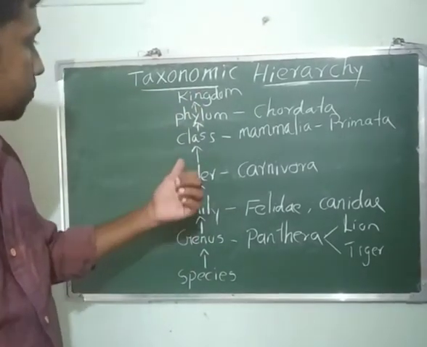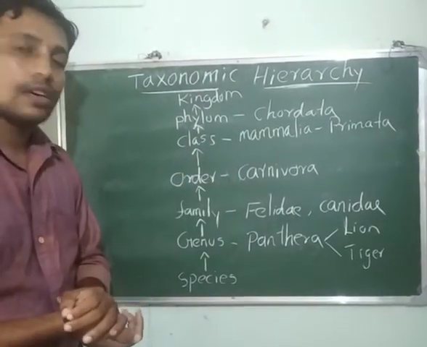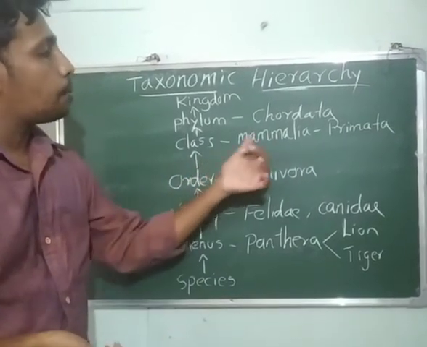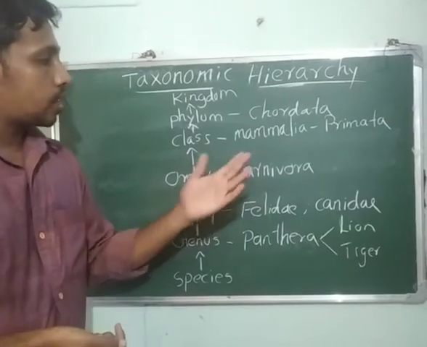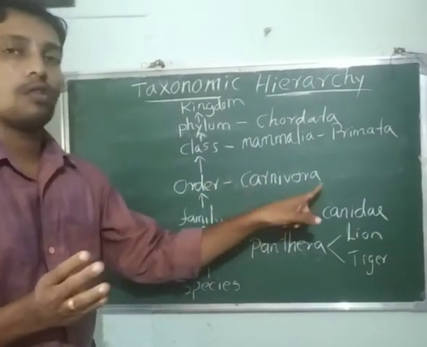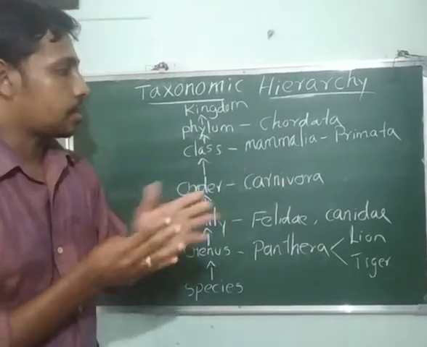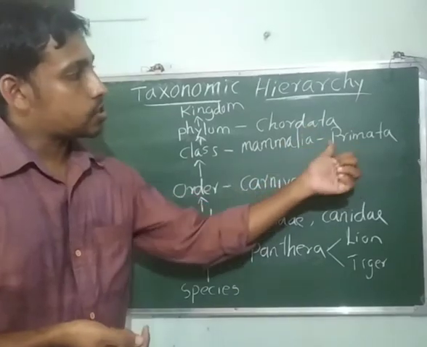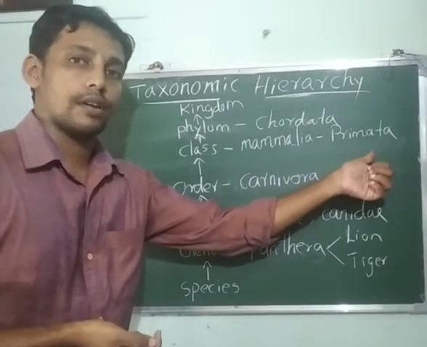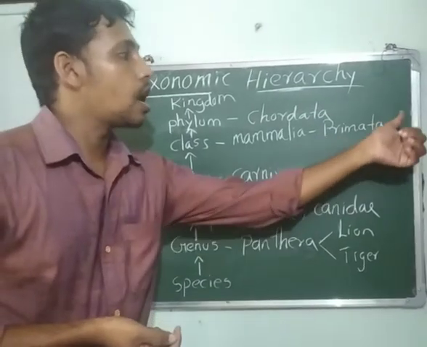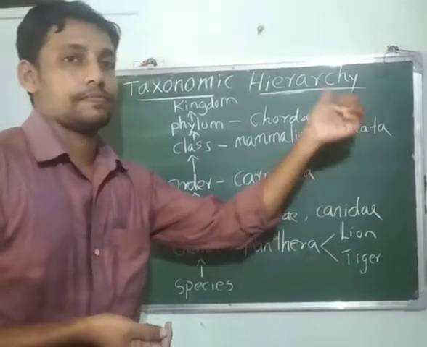Okay. So here, class is a group of related orders. For example, Mammalia is a class. It consists of different orders. For example, Primata and Carnivora are orders coming under this class, Mammalia. Primata consists of monkeys, and human beings are also here. Monkeys, chimpanzees, gorillas, all these come in this order, Primata.